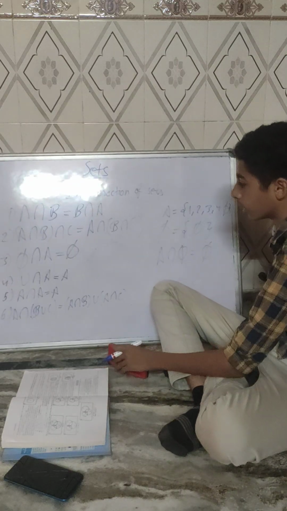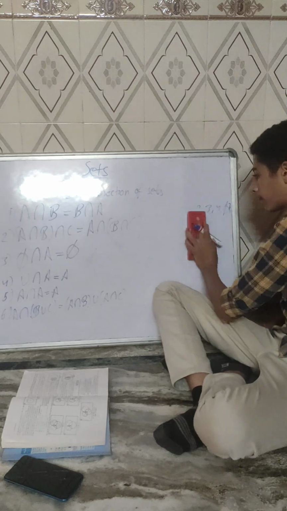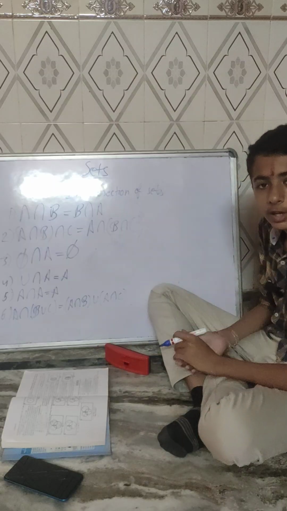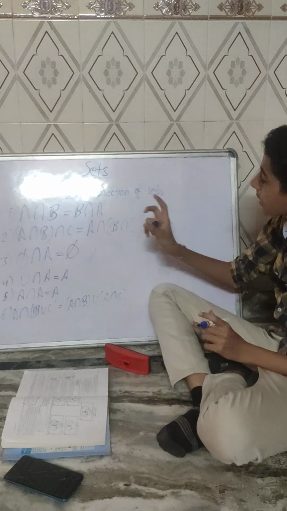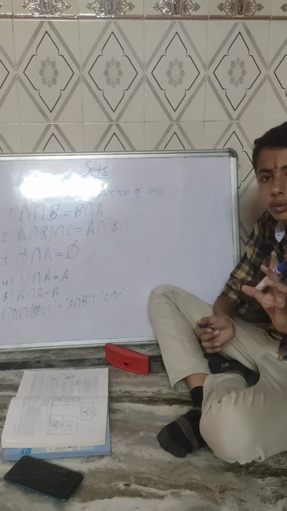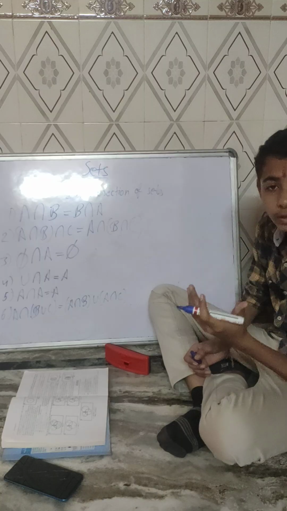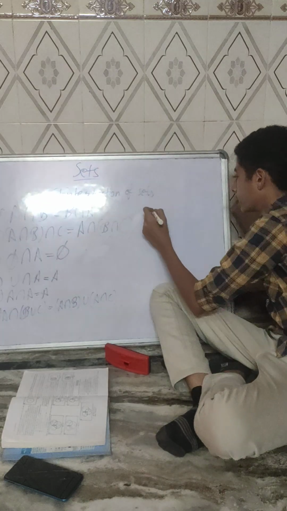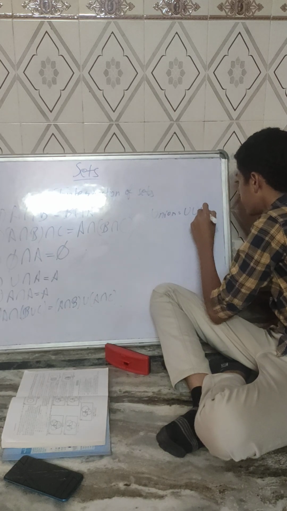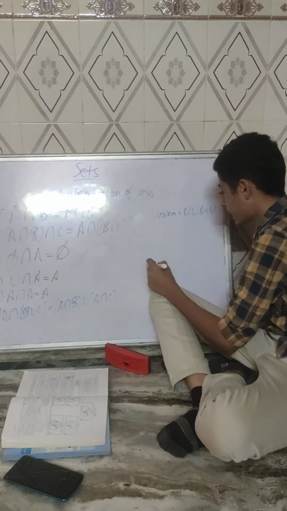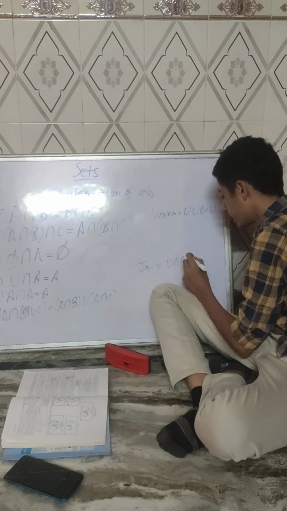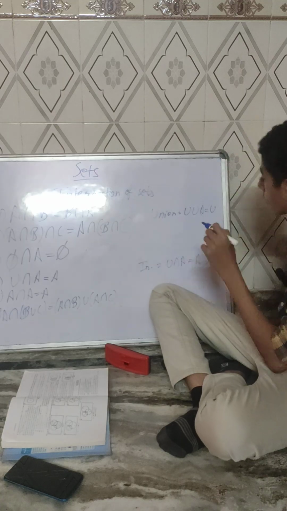So this was the third property. The next property is U intersection A is A. In the last one, the union of sets, we studied that U union A will be U, the universal set. In union, U union A is U, but in intersection, U intersection A will be A. Now, why is this so?